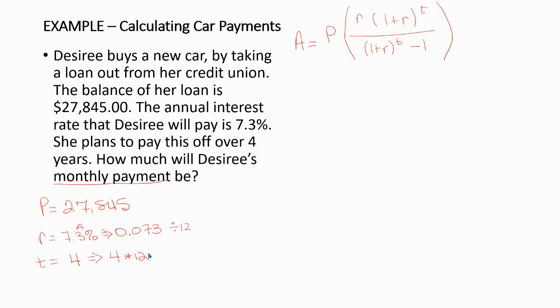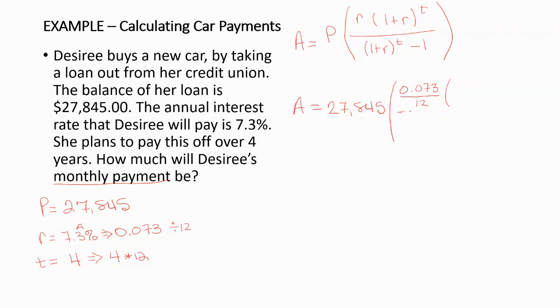Okay. I'm going to fill in this equation over here first, and then we'll go to our Desmos calculator. So A equals 27,845 times my rate is 0.073 divided by 12. And I'm going to use the fraction bar for that.